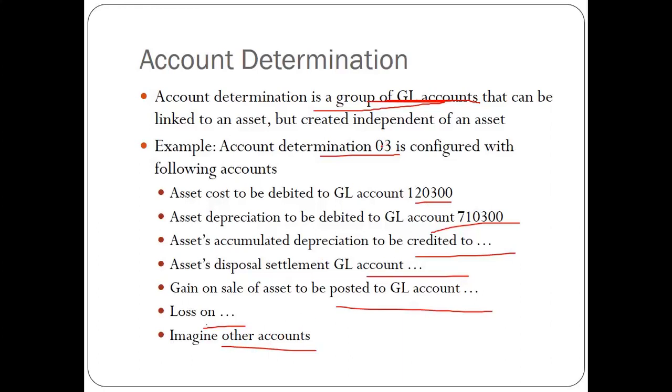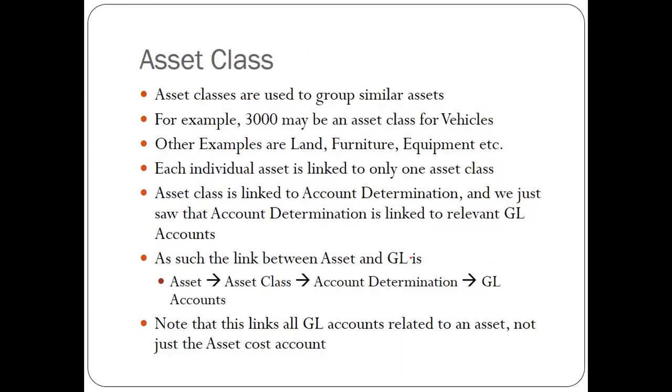So for example, if I purchase a vehicle, I can link my vehicle to the account determination 3, so that I just enter one data in the asset master data, that its account determination is 3, and the system automatically knows that if it is 3, it means this has to be debited, this has to be used for the depreciation, and so on.